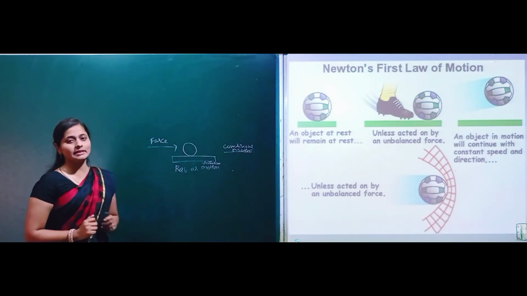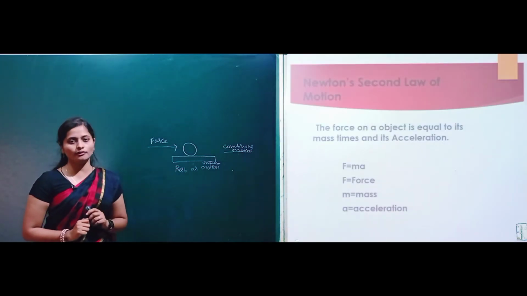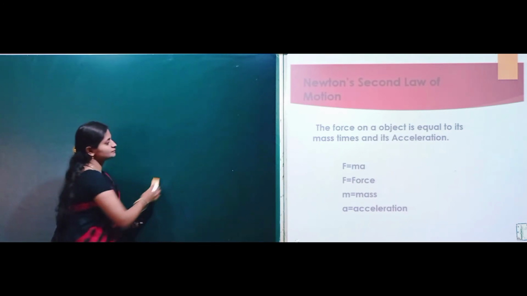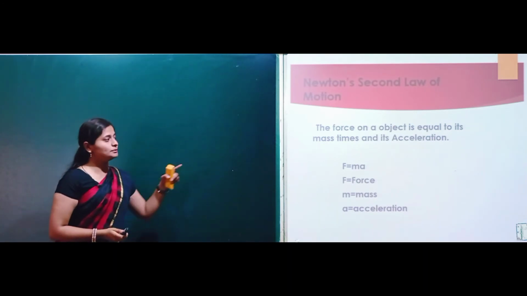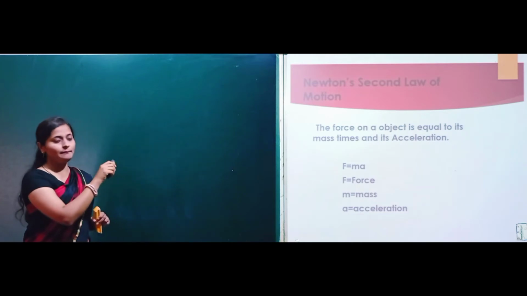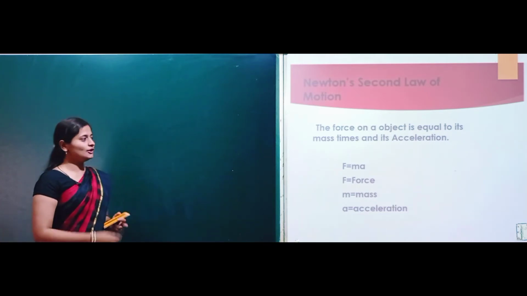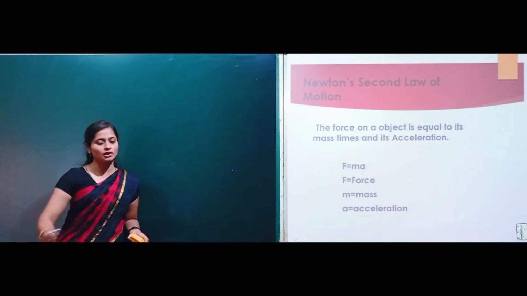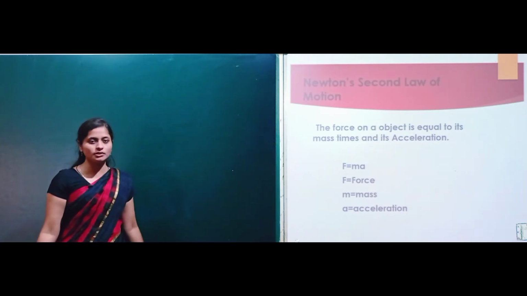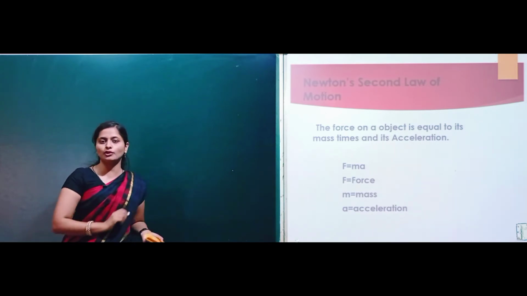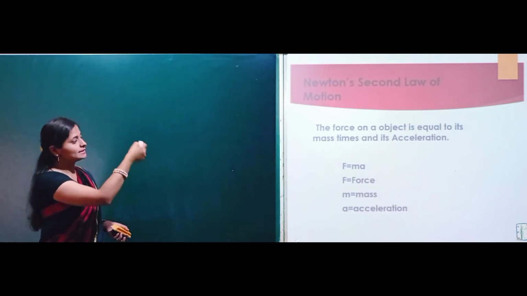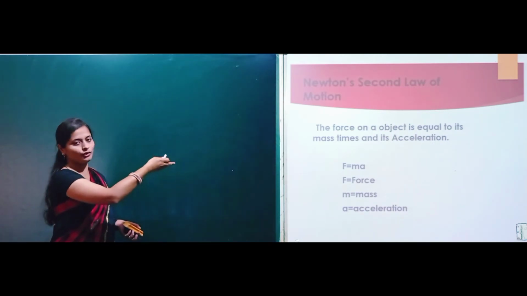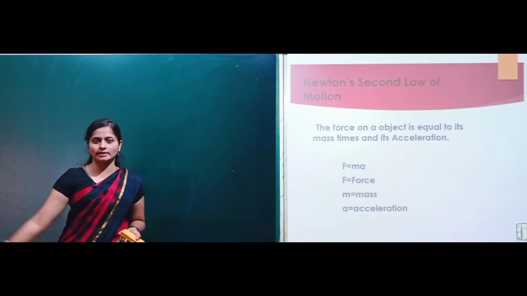Next we will see Newton's second law of motion. What is Newton's second law of motion? The force on an object is equal to its mass times its acceleration. Already we know the formula F equal to ma. What is F? F is force, m is mass and a is acceleration. So the second law itself tells us that force is equal to mass times acceleration.